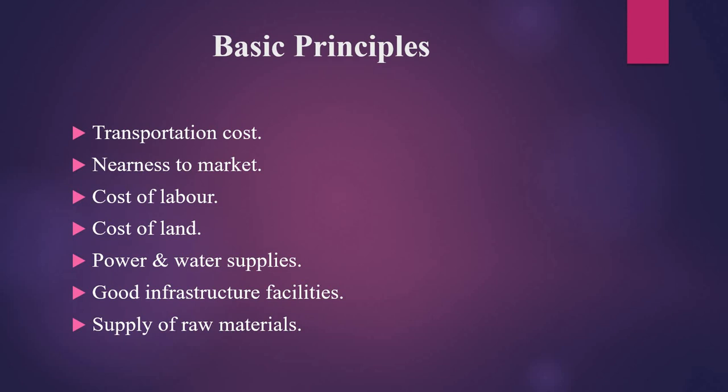Next is supply of raw materials. Raw materials are the basic things which we convert into finished goods. If the raw material supply is abundant, then we can establish an industry in such a place, by which we can easily produce. And if the supply of raw materials is abundant and smooth, even the business flow will go smoothly.